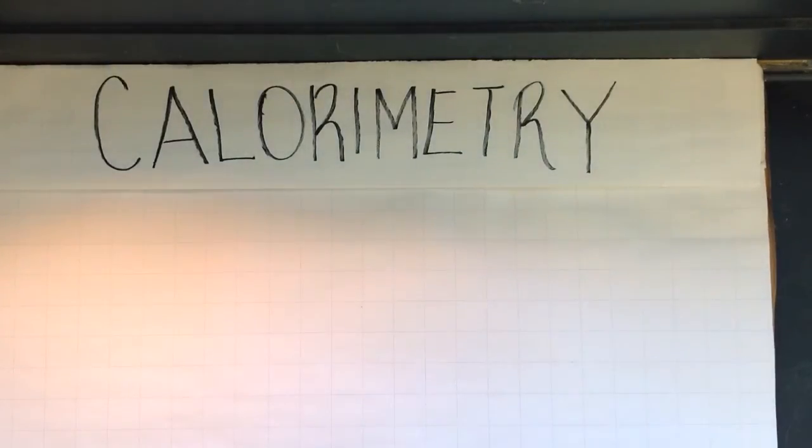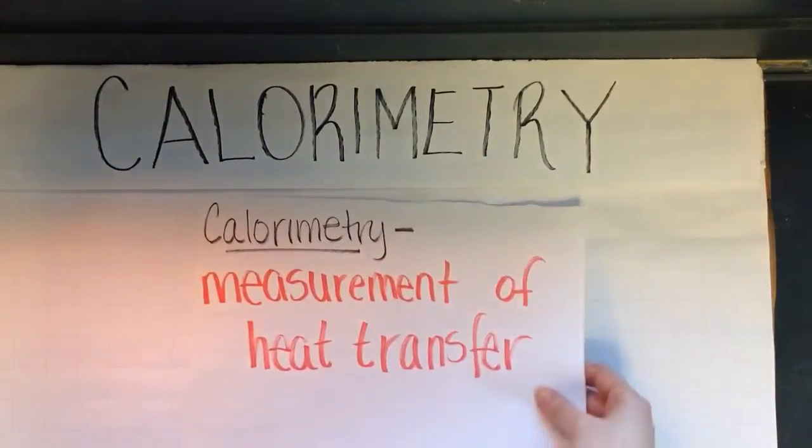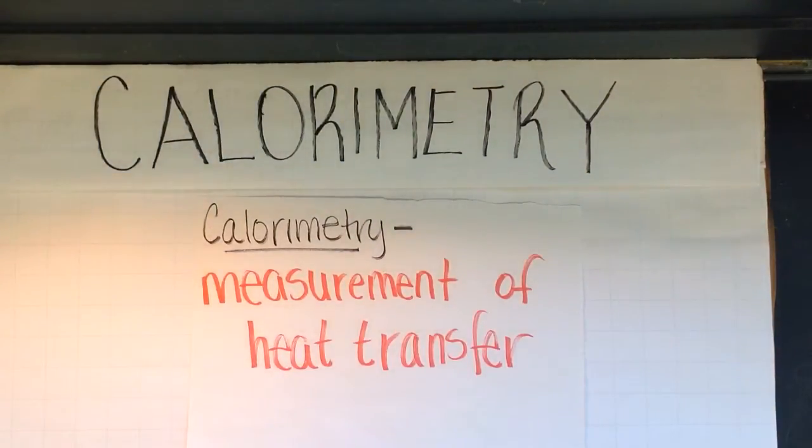This is a flip video about calorimetry. Let's first start off with the definition of what calorimetry means. It's quite simple. It just is a measurement of heat transfer. Remember, heat is a form of energy, and the most important thing is that heat can constantly be transferred from hot to cold. That's the important thing. It goes from hot to cold.